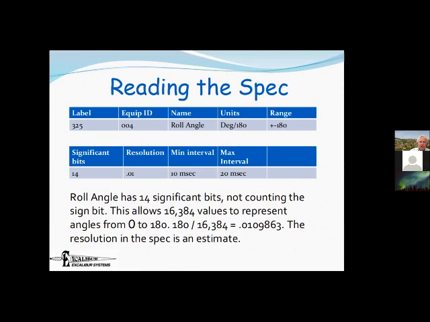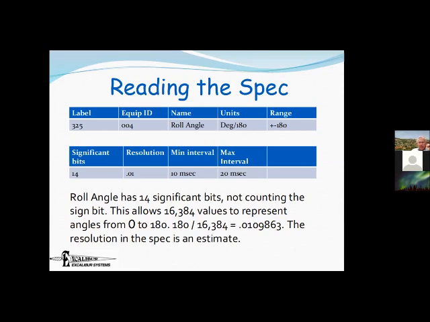Okay, so now we're looking at another one, roll angle. Roll angle is in degrees. And the range is from, technically, minus 179.999 degrees till plus 180 degrees. Significant bits is 14. So 14 gives us 16,000 possibilities. And the resolution is 0.01.